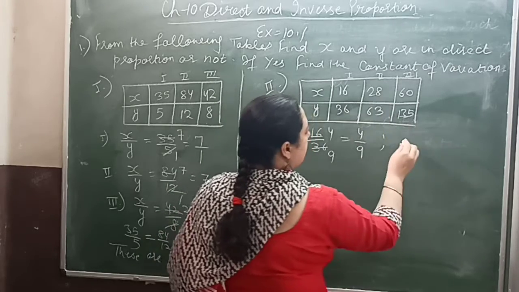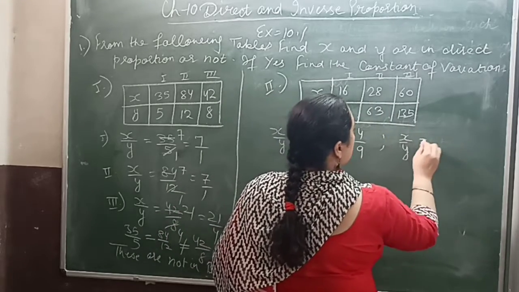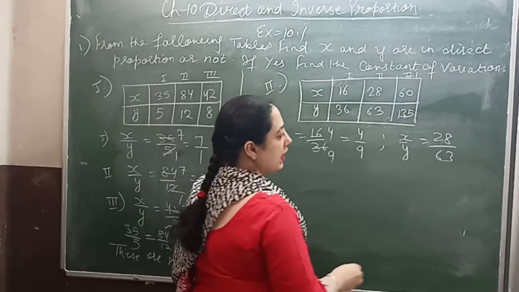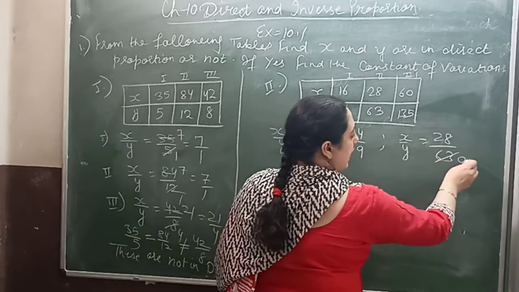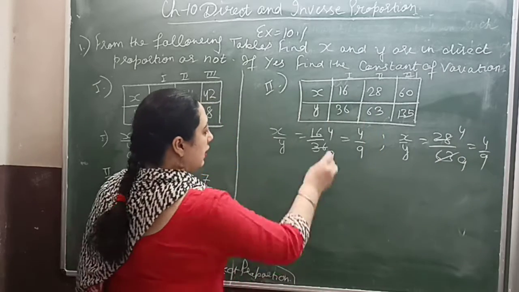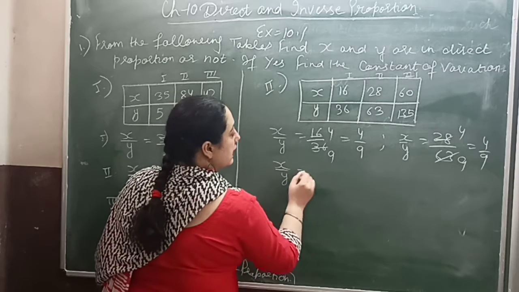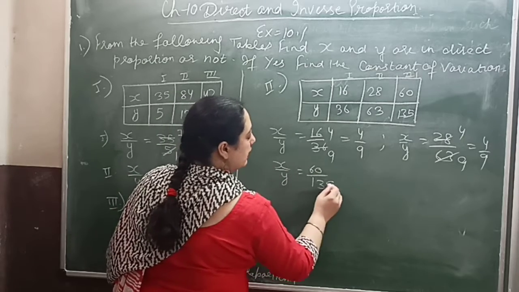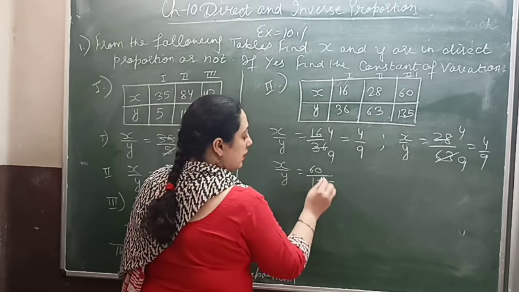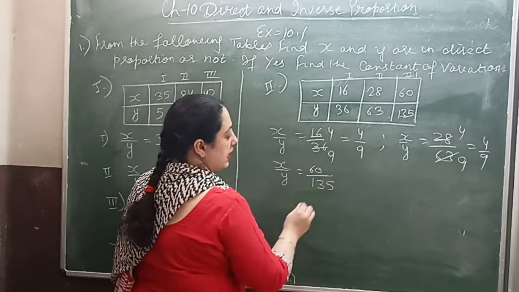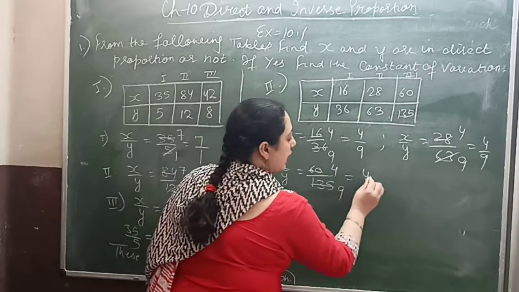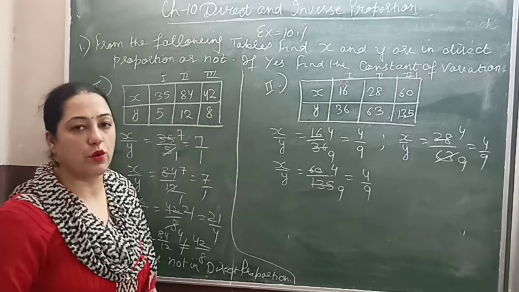Now I take the second ratio, that is 28 over 63. Now again I will do the cutting: 7 nines are 63 and 7 fours are 28. It is again 4 over 9. Now the third one is here, 60 over 135. Because it is divisible by 15, 15 fours are 60 and 15 nines are 135. So again its ratio is 4 over 9.